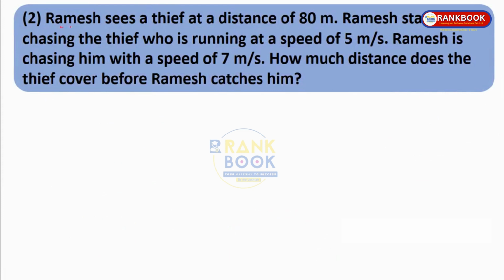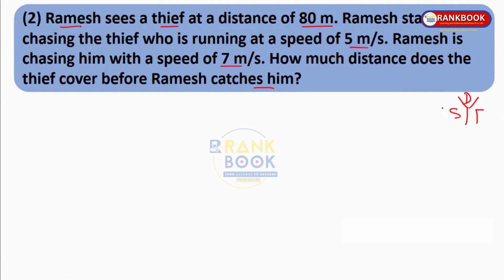Question number 2. Ramesh sees a thief at a distance of 80 meters. Ramesh starts chasing the thief who is running at the speed of 5 meters per second. Ramesh is chasing him with the speed of 7 meters per second. How much distance does the thief cover before Ramesh catches him? Again, very easy sum. This is our speed distance time sum. So write DST.